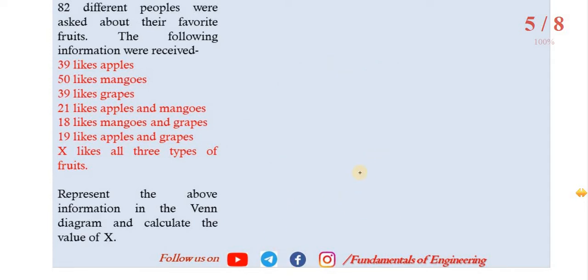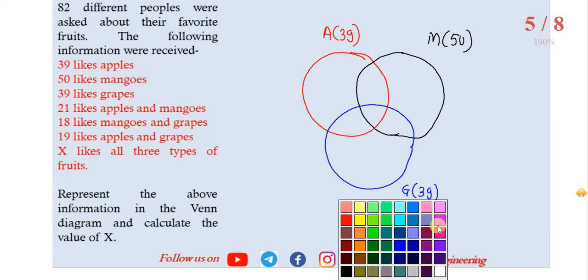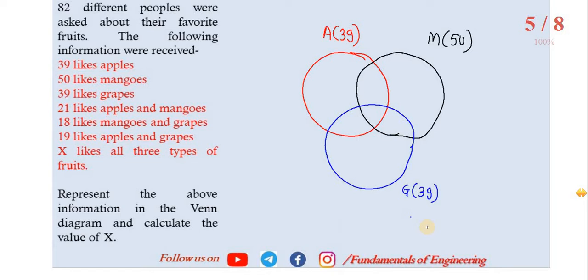So first circle, which is showing the 39 people who like apples. So apple, how many? 39. Then second circle, people who like mango. How many? 50. And third, 39 people who like grapes. Grapes, how many? 39. Now we need to represent the information and find the value of x.